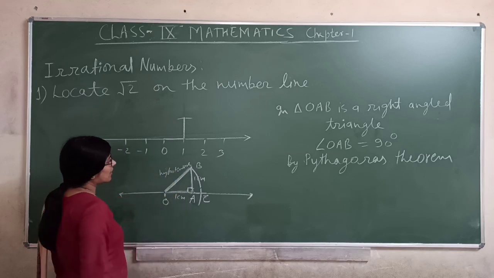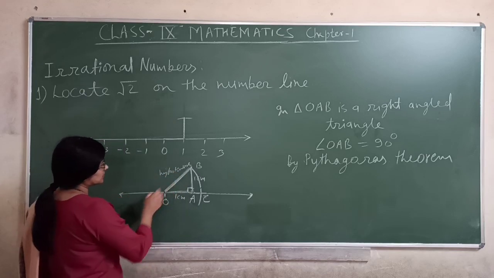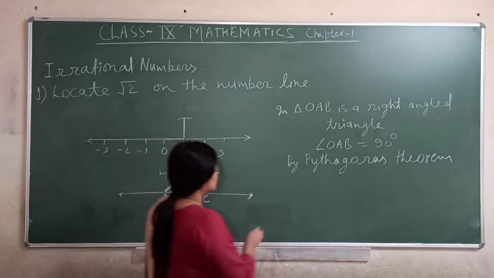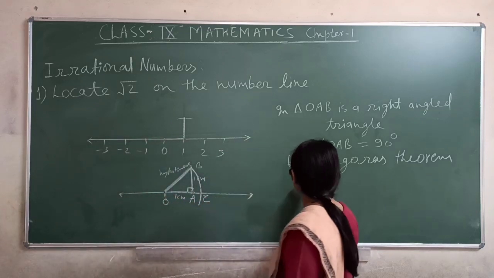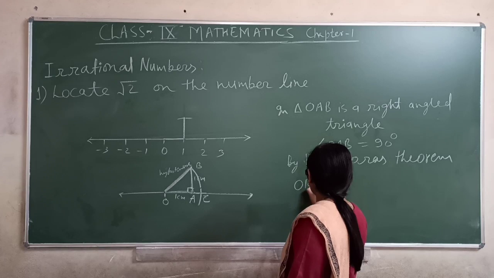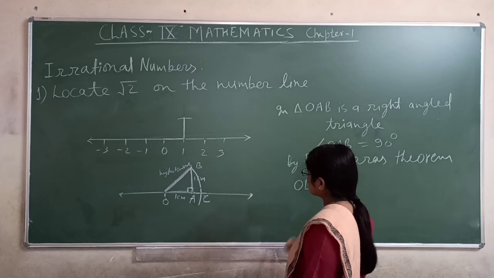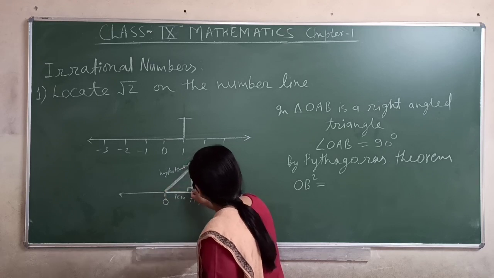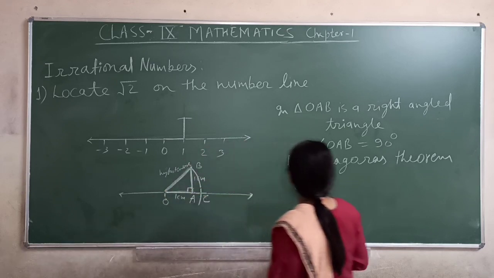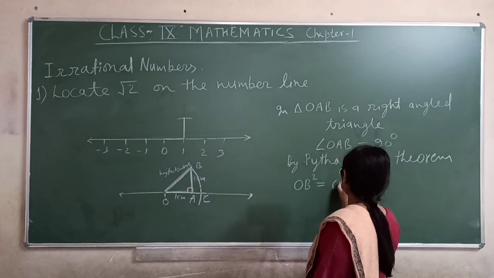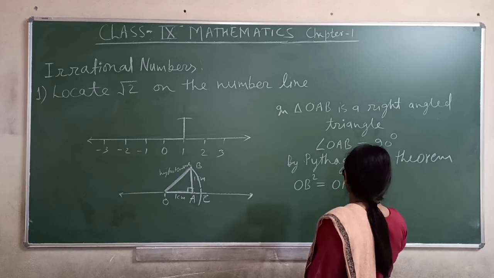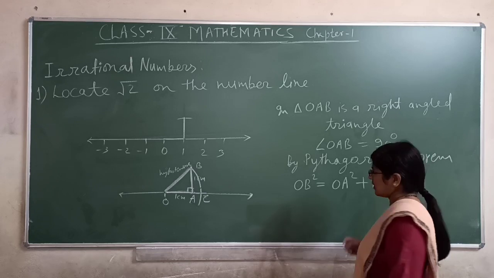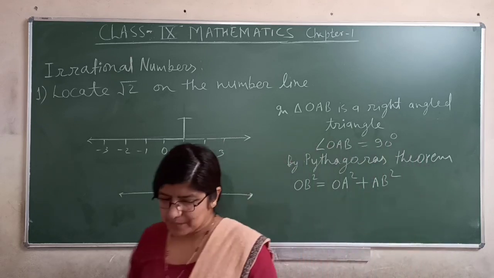This one is your hypotenuse. So what is Pythagoras theorem? Hypotenuse square, OB square, equals the sum of this base and this perpendicular. So base square plus perpendicular square: OA square plus AB square. Okay.